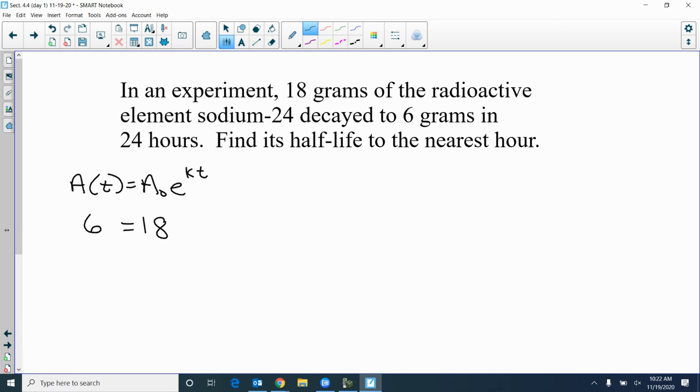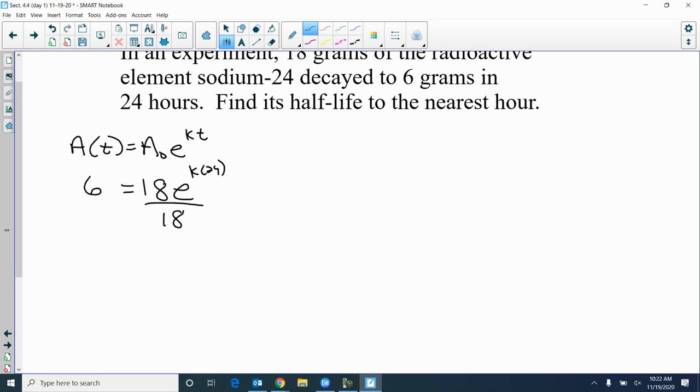18. E, we don't know what K is, but for this case here is 24 hours. Divide by 18, and just make that 1/3.